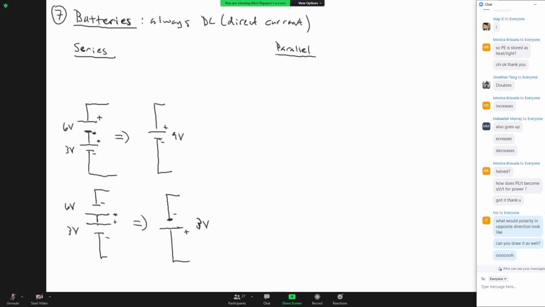Not to be confused with Batman or Superman. That's for Detective Comics. That DC is totally different. But this DC that you're always talking about with batteries is direct current. That means current always flows from the high potential to the low potential for the battery. And when you have multiple batteries, you look at the highest potential battery, and that's the one that's dictating current flow. Okay?